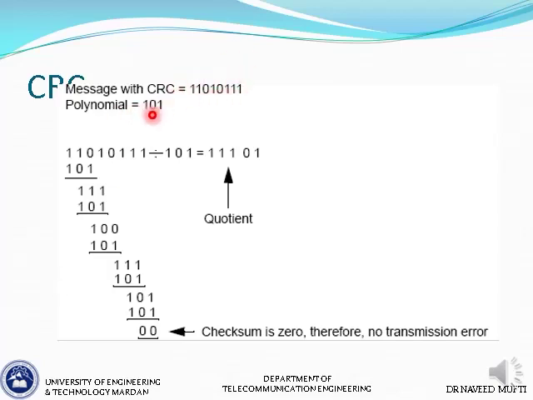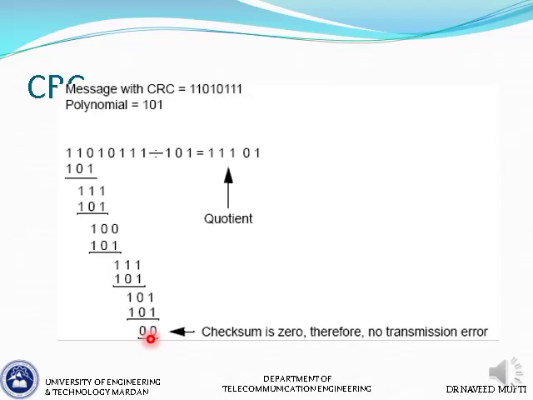So it divides it by the polynomial which is known to the receiver. So once again we do the division just like we did at the transmitter, a similar procedure. And once the receiver is finished with the division, if the checksum, or the remainder, is 0, then it means there is no transmission error. But if the remainder is non-zero, then it means there is a transmission error, and then it can request the transmitter for a retransmission. So that's one way the receiver checks it.